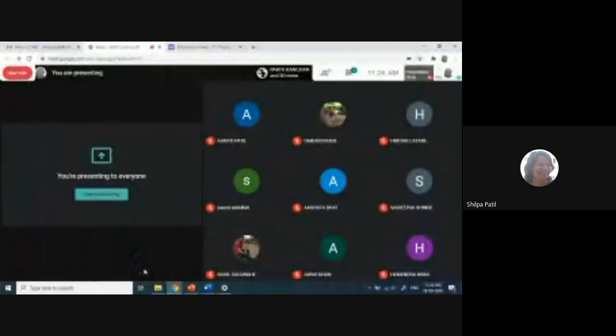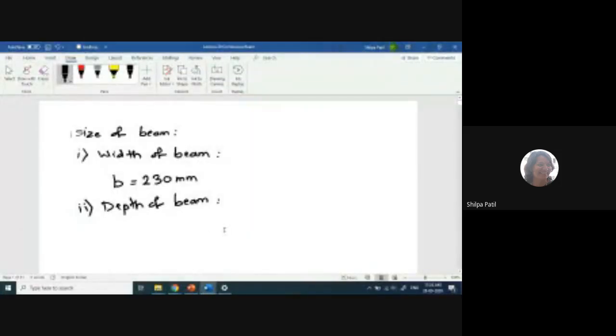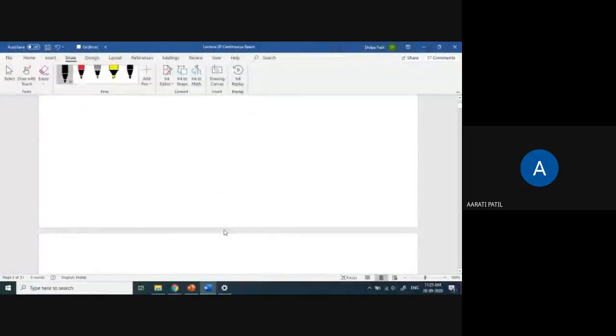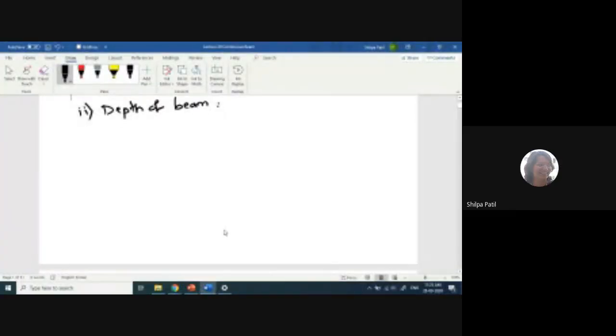So clear span by 10, right? Depth is decided as clear span by 10 to span by 16. So 5000 by 10 to 5000 by 16. Tell me the values.